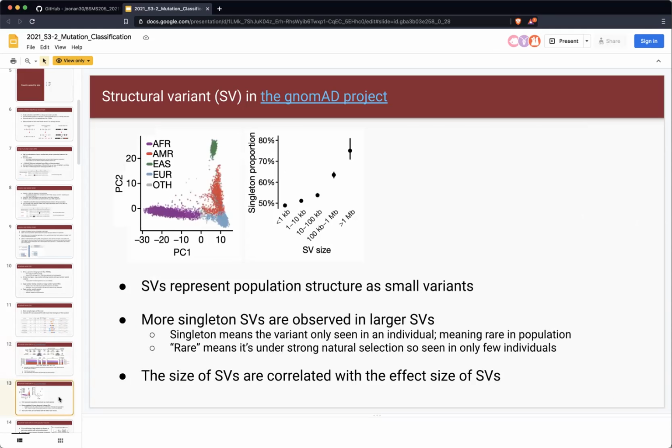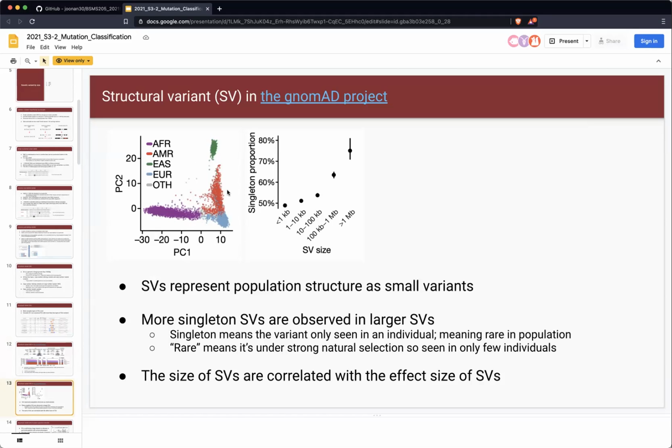Okay, so that was one point. Another property of structural variation is that it can also represent population structure, as SNVs or indels do, right? If you put structural variation into the PCA plot, the principal component analysis plot, then you can clearly see the differences between the populations. So African, American, Asian, and European populations are totally distinguished by the information of structural variation, and we're going to learn how we distinguish them mathematically in a later section.